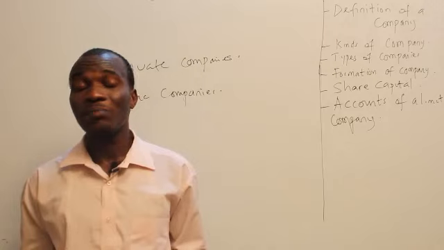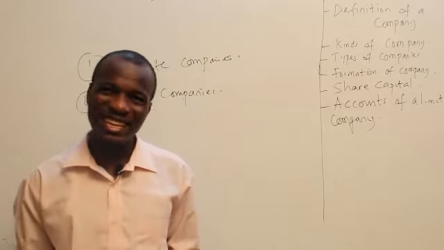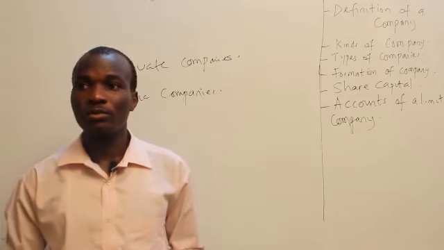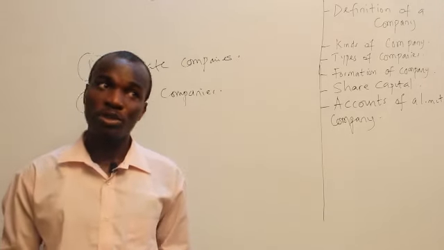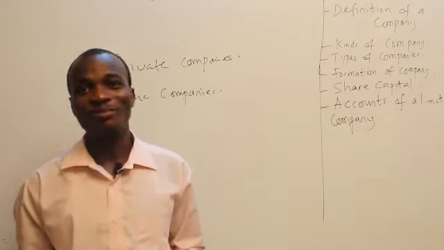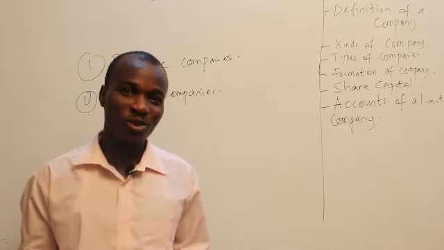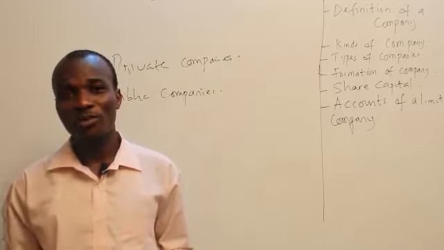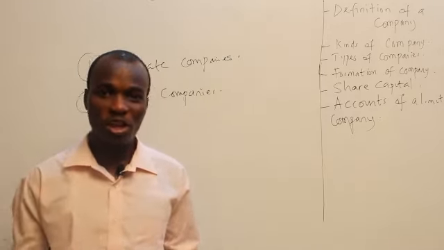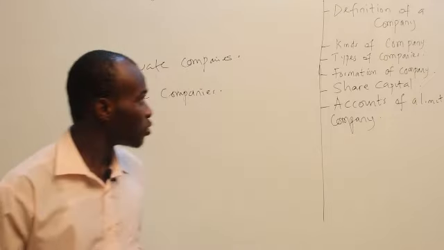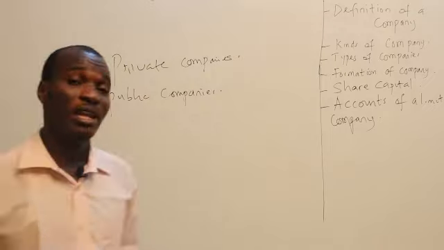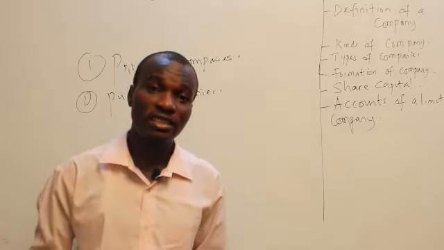While also, a public limited liability company usually ends with the word PLC. So they are allowed to use the word PLC, that is public limited liability company, with its name, like we have Zenith Bank PLC and so on. So they are allowed to use the word PLC in their name, while private limited liability companies are allowed to use the word limited in their name.